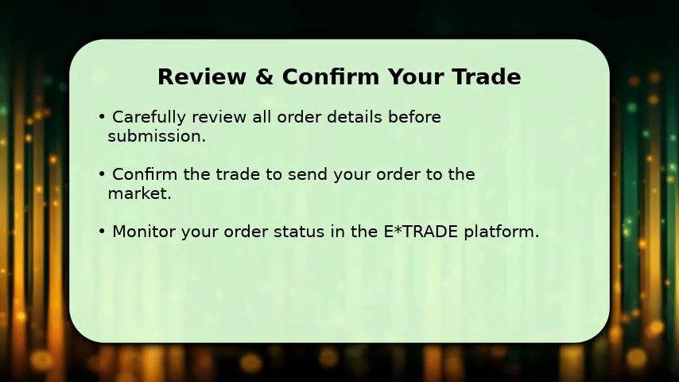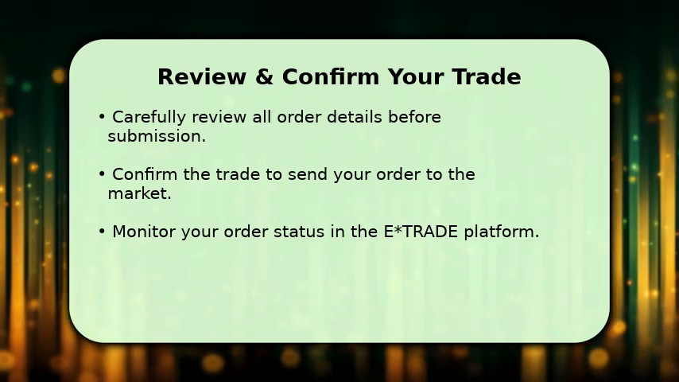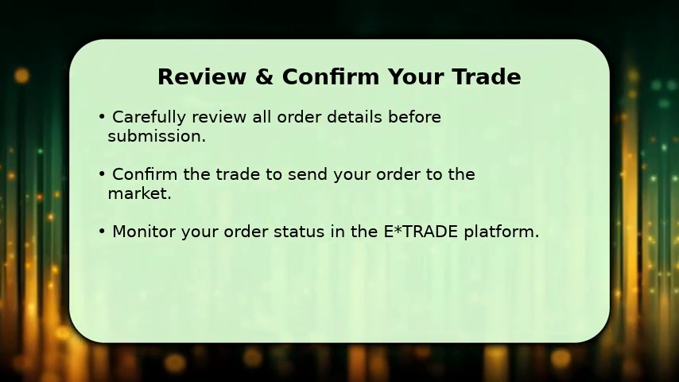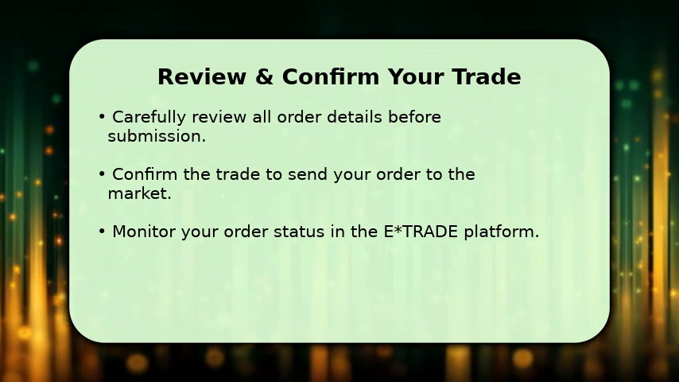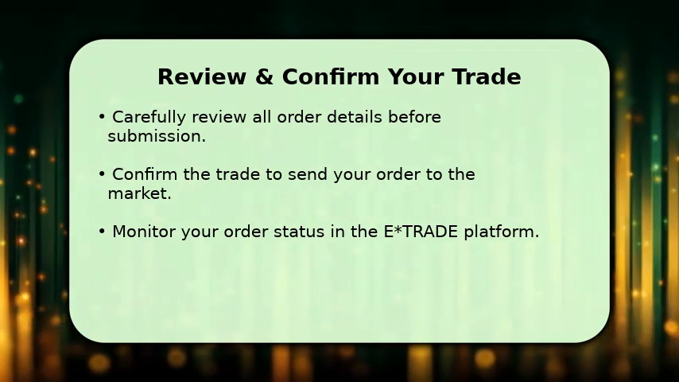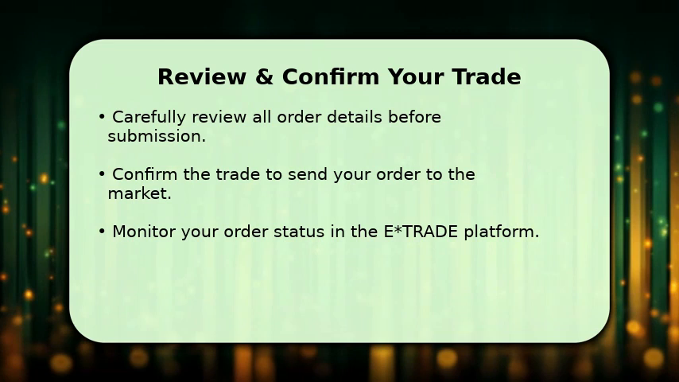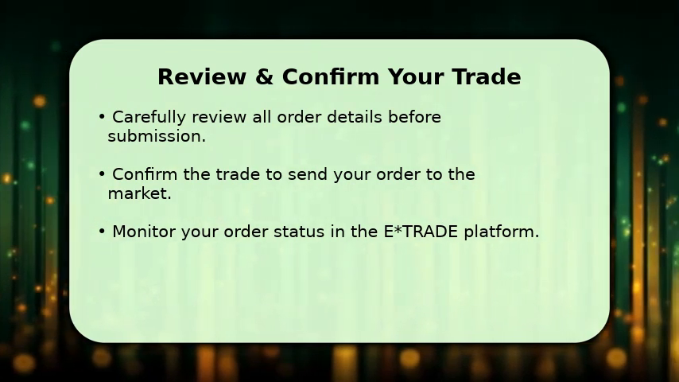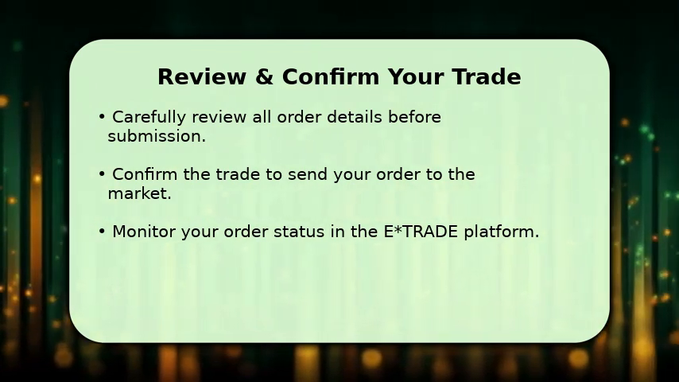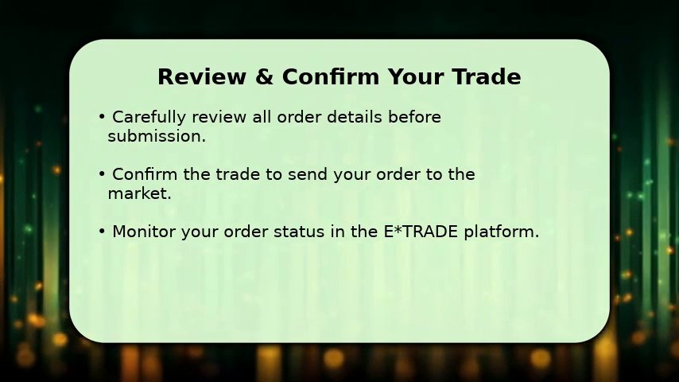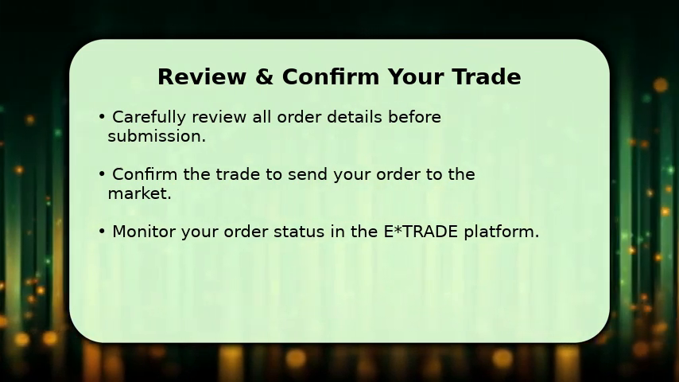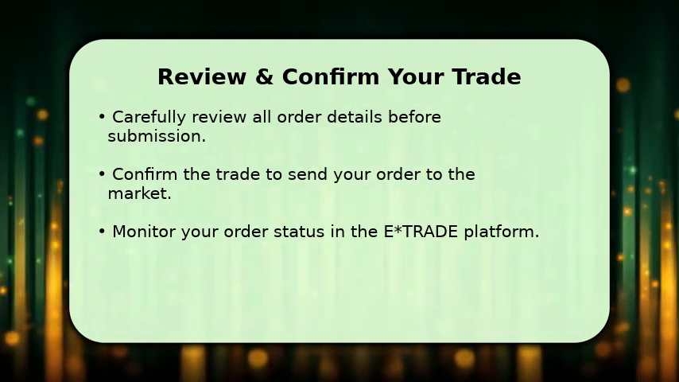Before you hit that final button, take a moment to review everything. Double-check the stock symbol, order type, number of shares, and total estimated cost. Accuracy is key here to avoid any mistakes. Once you're confident, confirm the trade. Your order will then be sent to the market. You can track its status in your Etrade account, usually under Order Status or Activity.